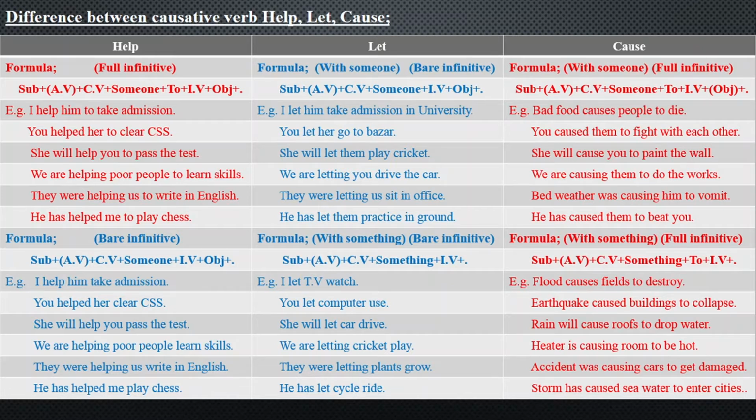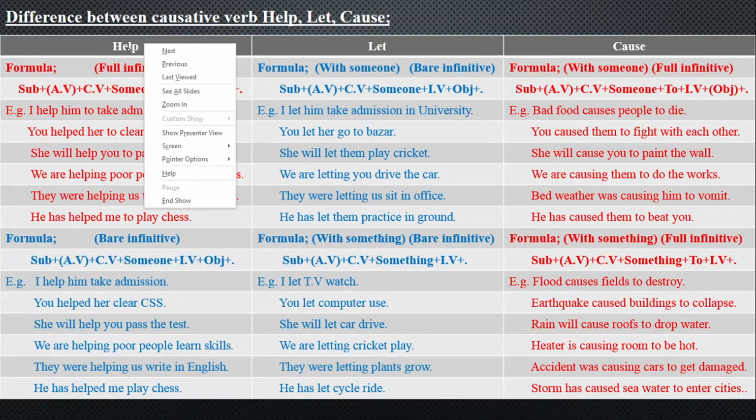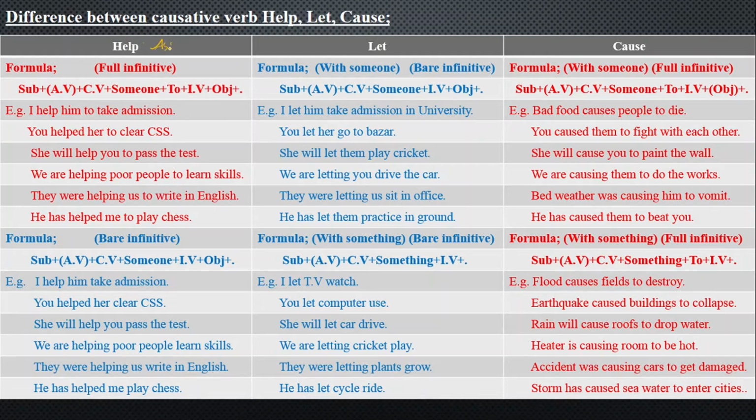By the causative verb, let me tell you the first difference: causative verb help is used when we assist someone to do a work, and let is used when we give permission to a person to do a work, and cause is used when we cause someone to do a work. That is the difference: helping someone, giving permission to someone, and causing someone or something to be done.